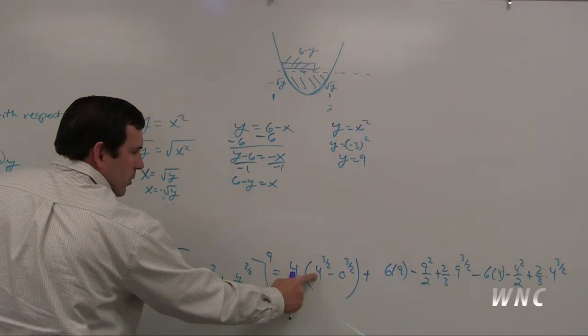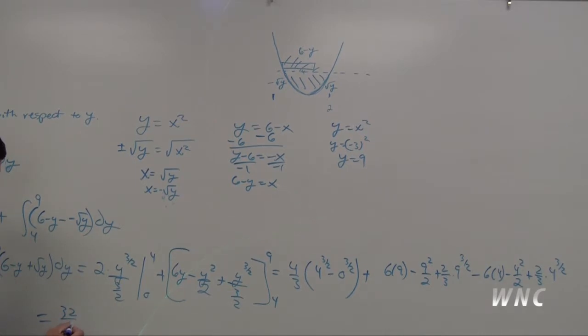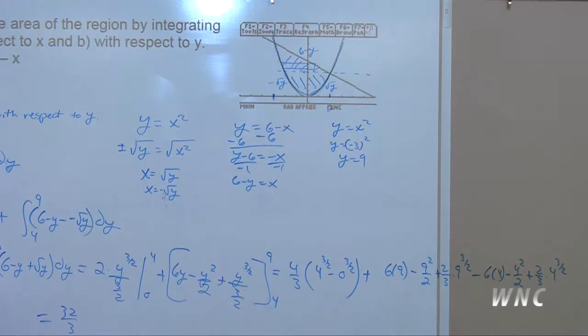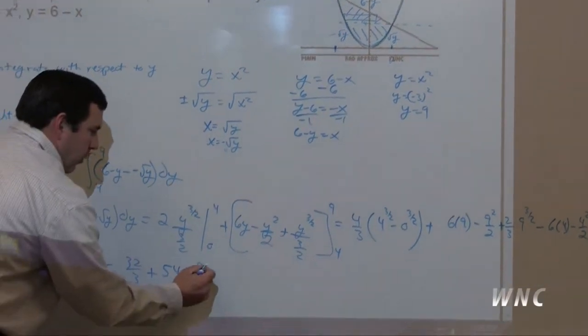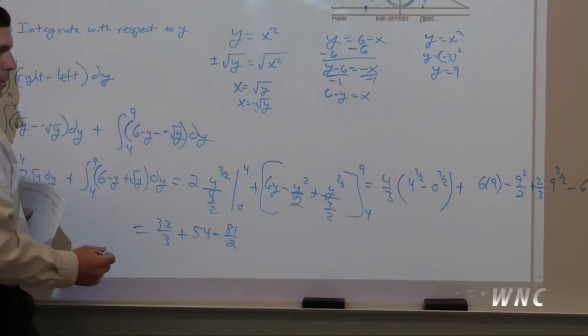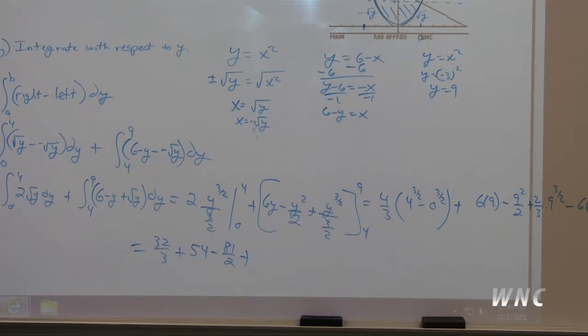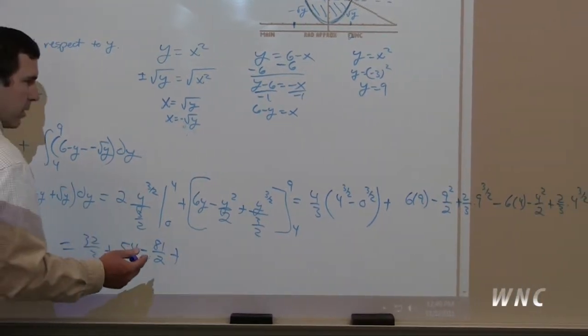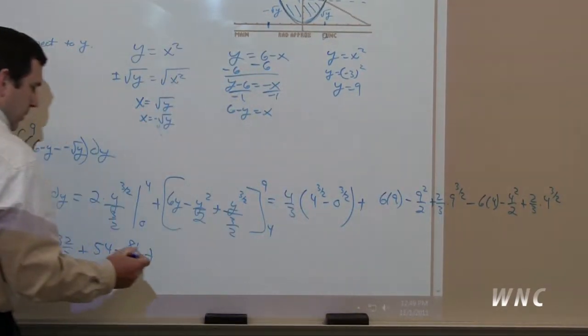Square root of 4 is 2. 2 cubed is 8. So we have 4/3 times 8 is 32/3. Plus 6 times 9 is 54. Minus 81 halves. Plus 9 to the 3 halves. Square root of 9 is 3. 3 cubed is 27. 27 divided by 3 is 9. 2 times 9 is 18.